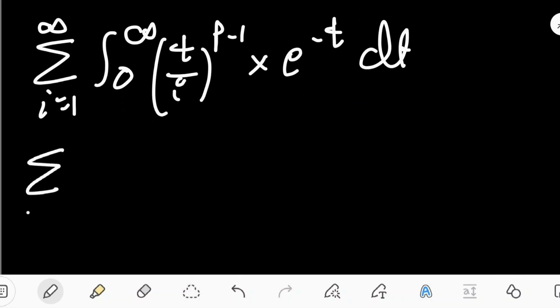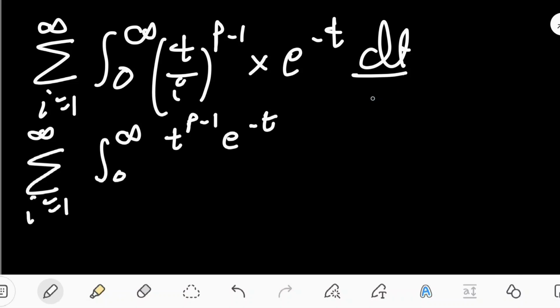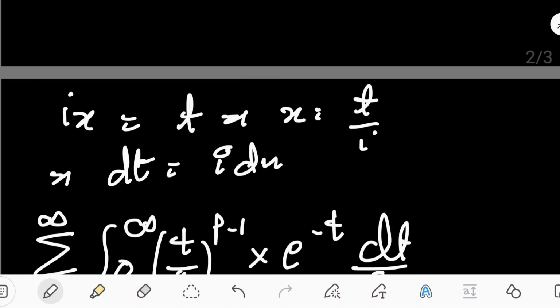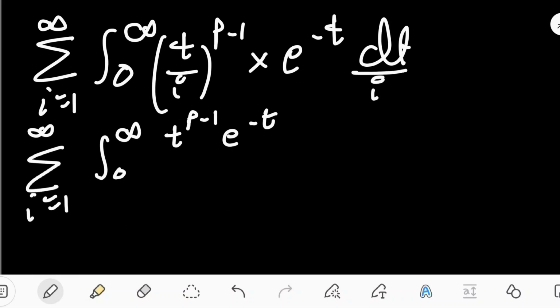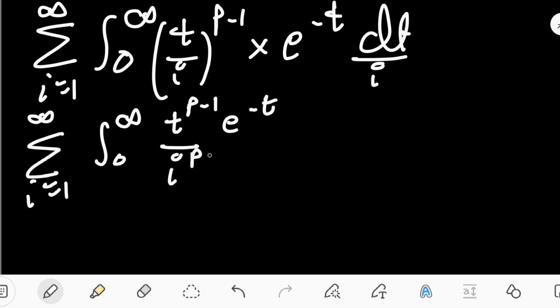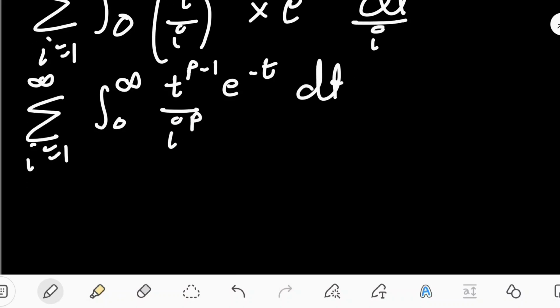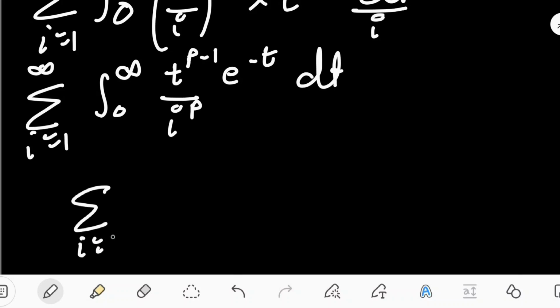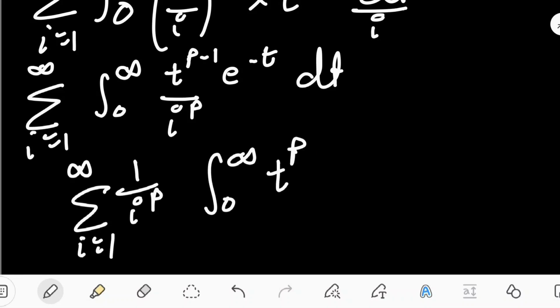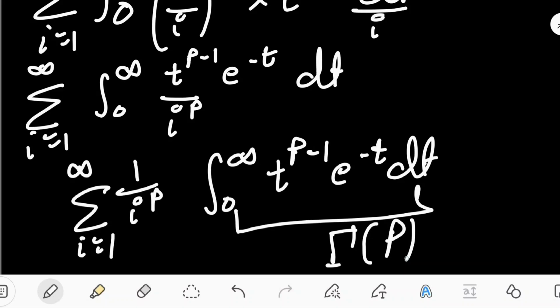And what's next? You get the summation from i equal to 1 to infinity of the integral from 0 to infinity of t to the power p minus 1 e to the power negative t, and it is i, dt upon i, since dx is equal to dt upon i, right? So you get i raised to the power p, if you solve it, dt, right? You can bring i to the power p outside the integral, because i to the power p is a constant. So what you end up getting is the summation from i equal to 1 to infinity of i raised to the power negative p into the integral from 0 to infinity of t to the power p minus 1 e to the power negative t dt. But observe that it is the gamma at p, right?